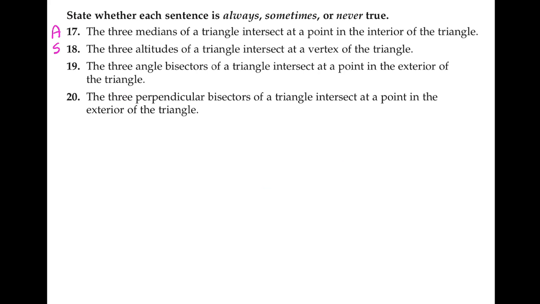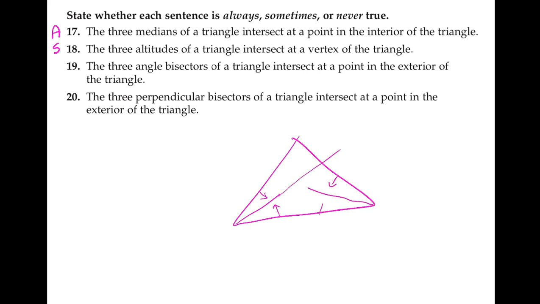Okay, the three angle bisectors of a triangle intersect at a point in the exterior of a triangle. Well, let's look at it. So we bisect this angle. Well, the bisecting of the angle has to be between the sides. So that's between the sides. This one is between the sides. So how could they possibly meet outside the triangle? So I'm already thinking totally impossible.